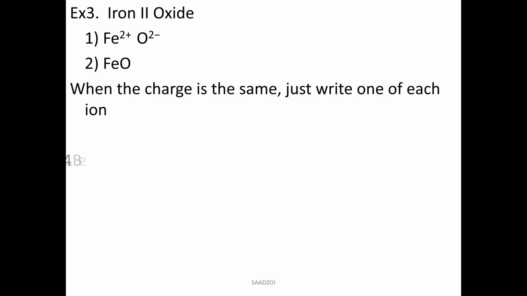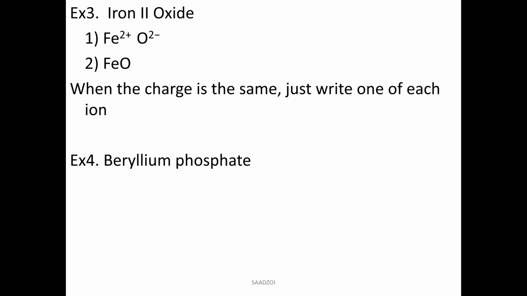All right, moving on. Iron 2 oxide. Iron's a positive 2, oxide's a negative 2. Same charge, so it's going to be a 1-to-1 ratio, FeO. Very ugly compound. And when the charge is the same, just make sure you reduce it down.